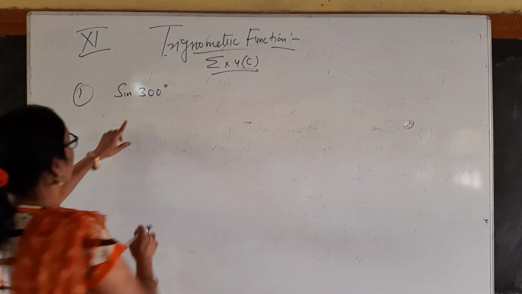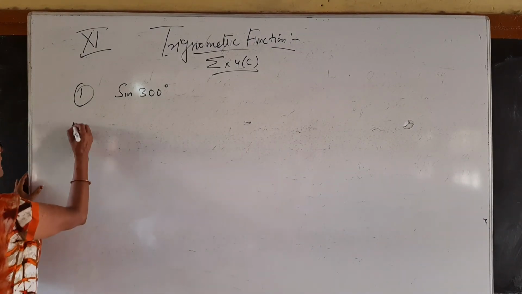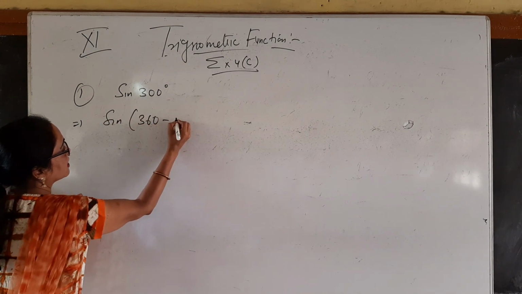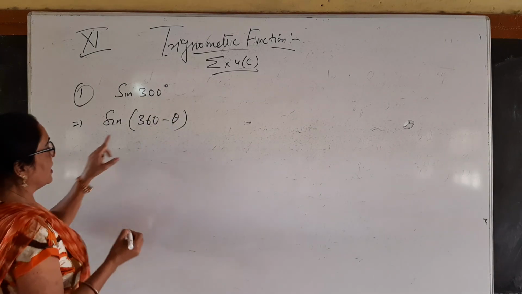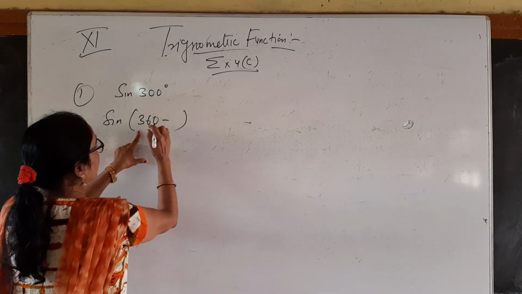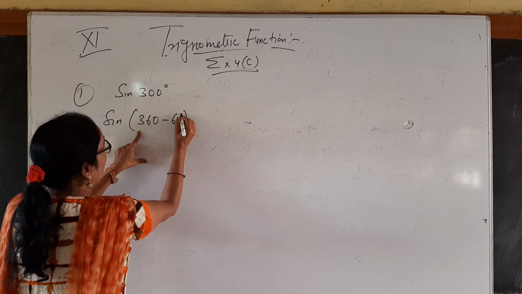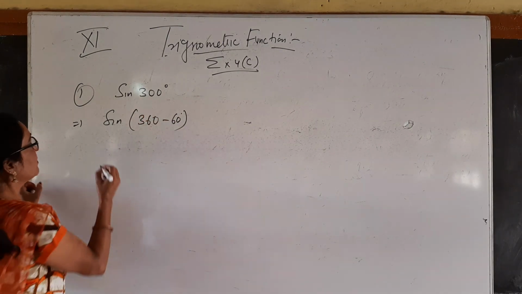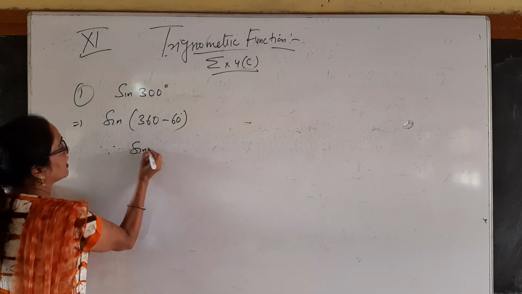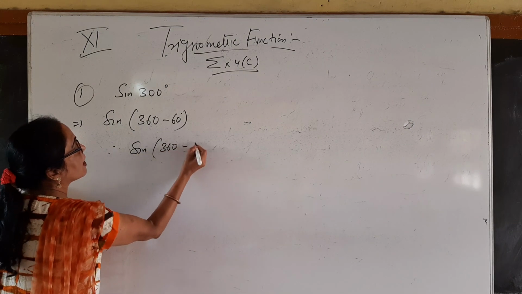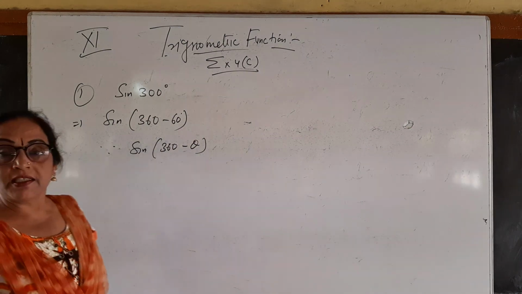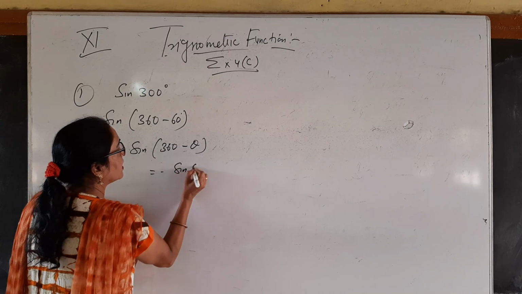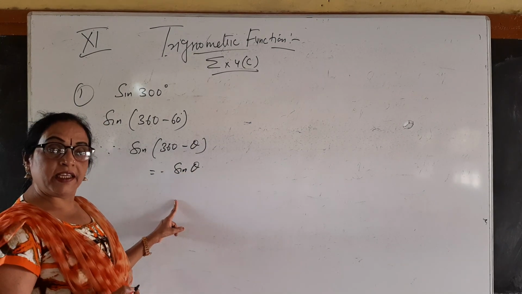Now here sin 300 degree is given. We can write it like this: sin(360 minus theta). If we write sin(360 minus 60 degree), what will we get? Sin 300 degree, the question. And we know the formula: sin(360 minus theta) is minus sin theta.